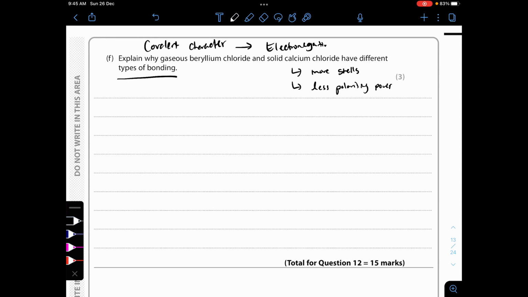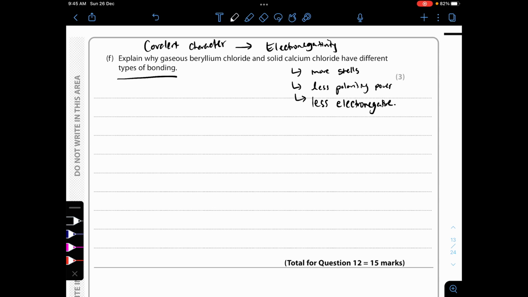So which one of these two is more electronegative? It's the one that's further up the group, which is beryllium. So we can say calcium is less electronegative. So these are three reasons. Let's now put them into words.